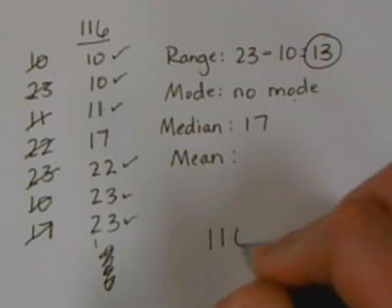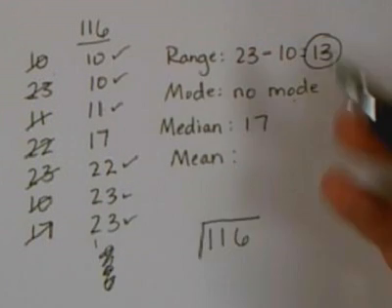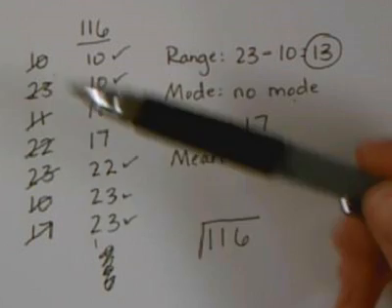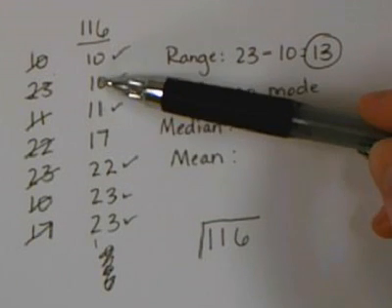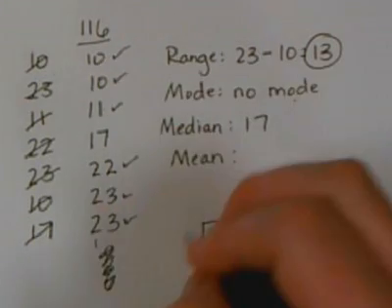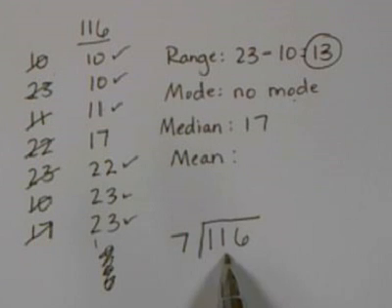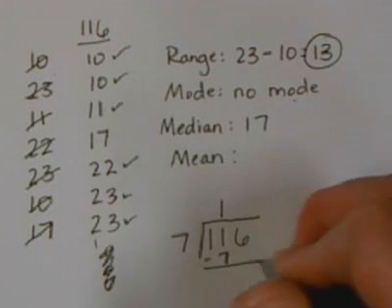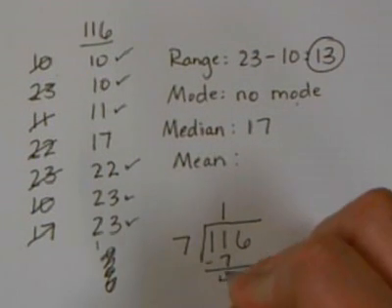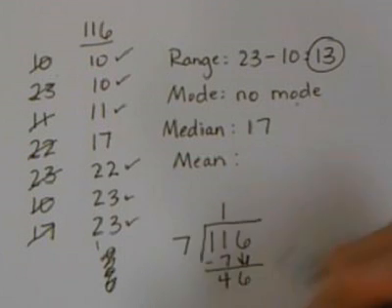I have to take my total and divide by the amount of numbers that I added. I added 1, 2, 3, 4, 5, 6, 7 numbers. So I'm going to divide 116, my total, by 7. We're going to think what times 7 would get me to 11 without going over. 1 times 7 is 7. 11 minus 7 is 4. You can bring down the 6.